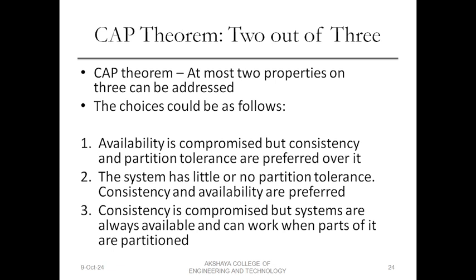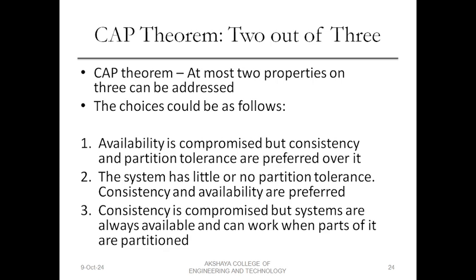At most, two of the three properties can be addressed. If availability is compromised, then consistency and partition tolerance are preferred over it. If the system has little or no partition tolerance, then consistency and availability are preferred. Consistency is compromised when systems are always available and can work when parts of them are partitioned.